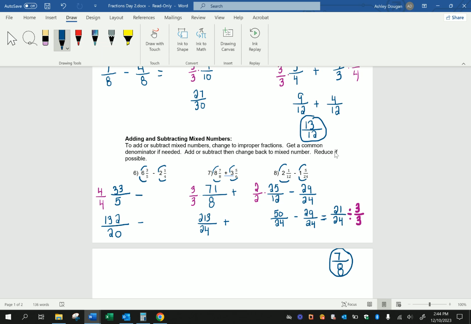All right. Most of the time when we were working with mixed numbers, we got improper fractions, so we changed them to mixed numbers. In this case, we did not get an improper fraction, so the only thing we can do is just reduce it if it needs to be reduced. We can't change this to a mixed number.